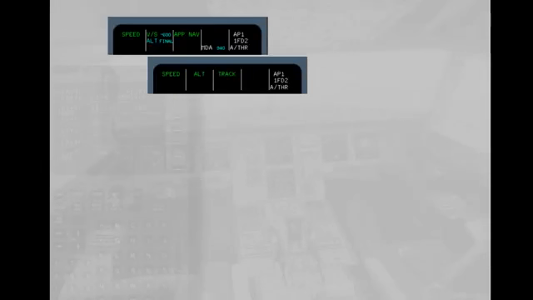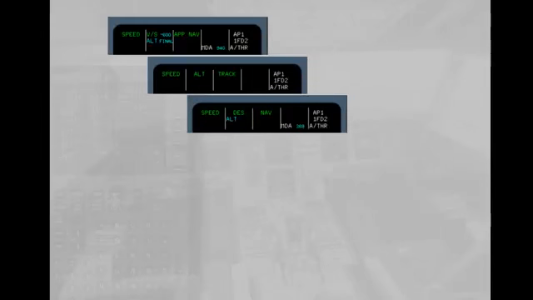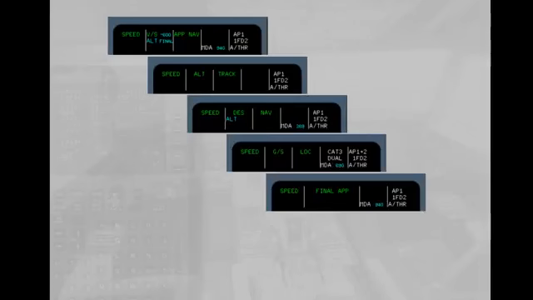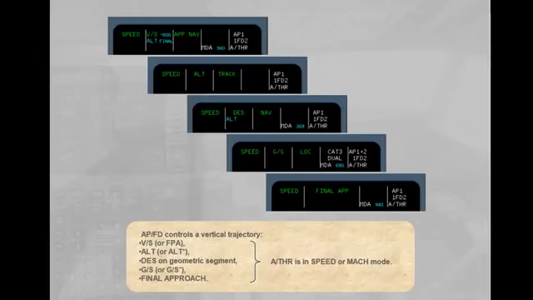Autopilot flight director controls a vertical trajectory: vertical speed or flight path angle, ALT or ALT star, descent on geometric segment, glide slope or glide slope star, final approach. Autothrust is in speed or Mach mode.